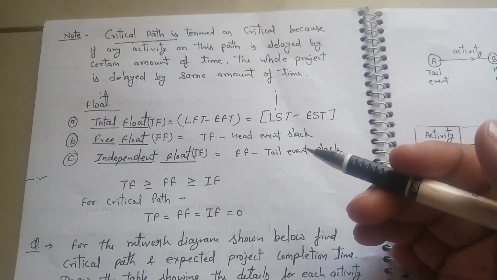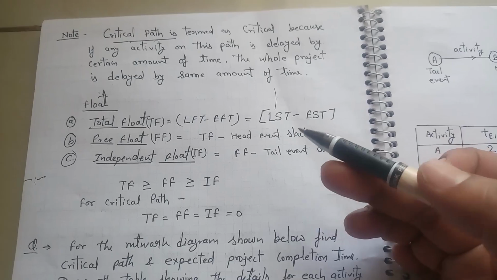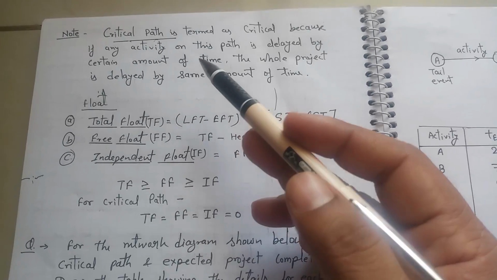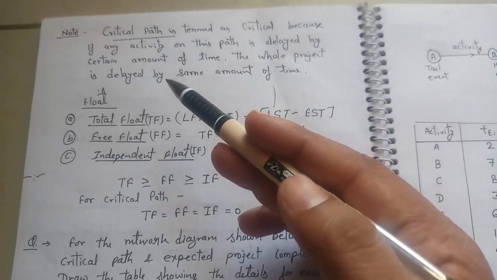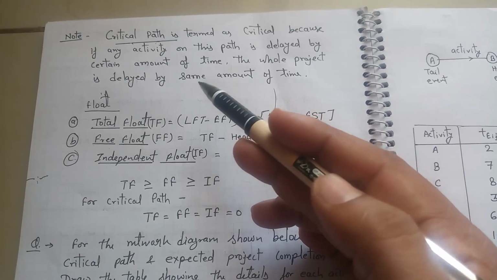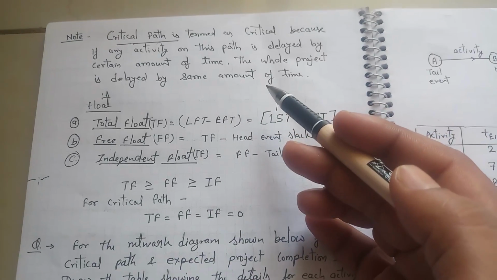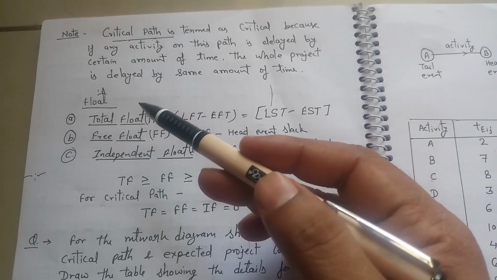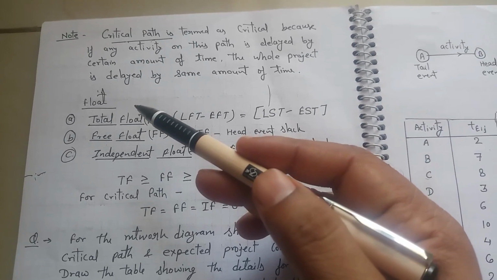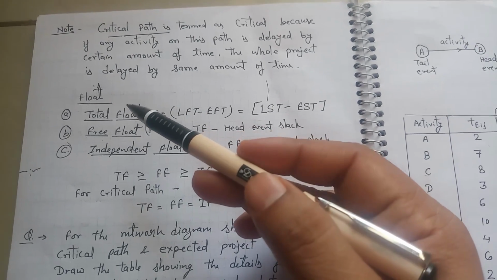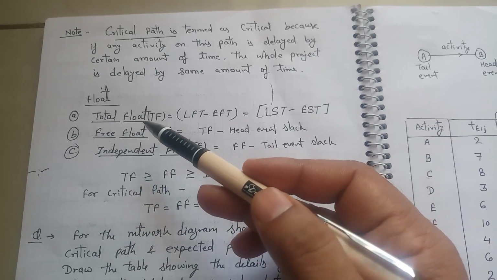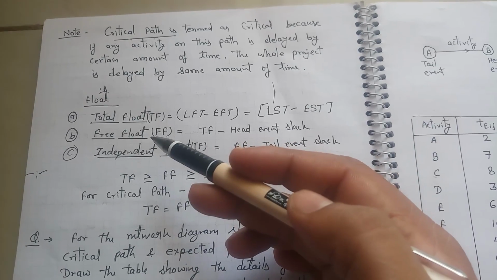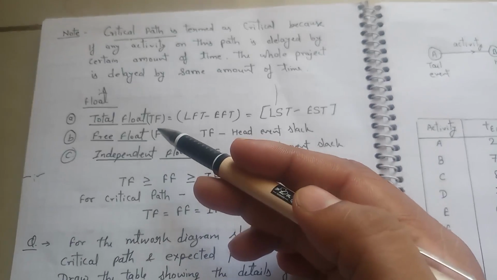Okay. Now first we know what a critical path is. Critical path is termed critical because if any activity on this path is delayed by a certain amount of time, the whole project is delayed by the same amount of time. Now we know there are different types of floats, and we have to calculate them in a problem. There are three types of float: total float, free float and independent float. Float is basically slack, how much the project can be delayed.